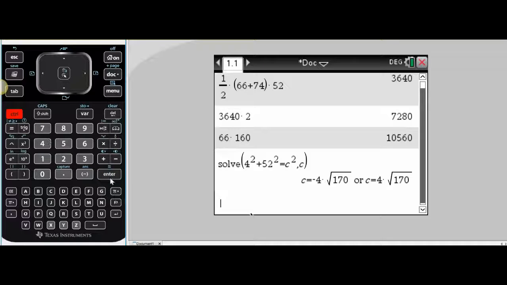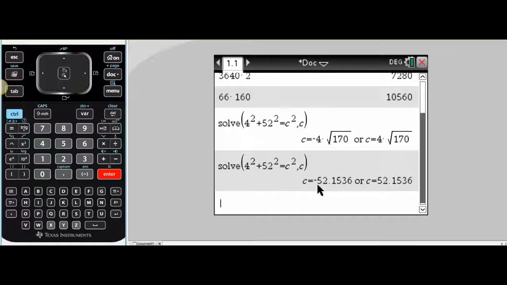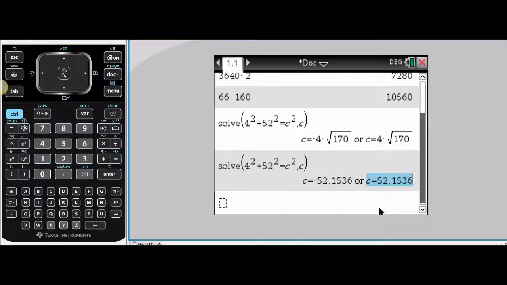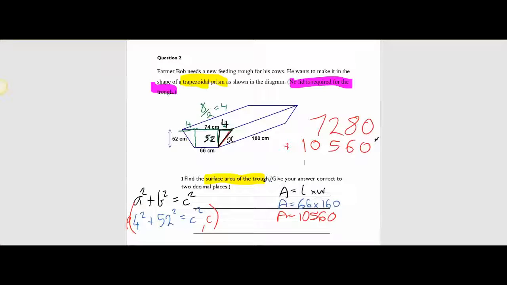If we hit Control Enter, we see that it's either minus 52 or 52. We're going to use that. So 52.2, let's call it 52.2 because we've rounded it up. If you use 52.15, that's fine. So the length, I should say, C equals 52.2, which is that up there.